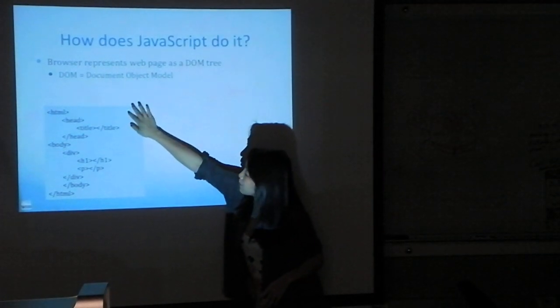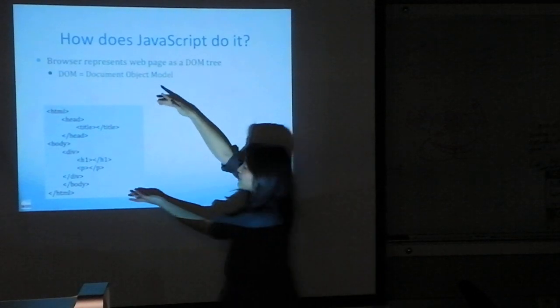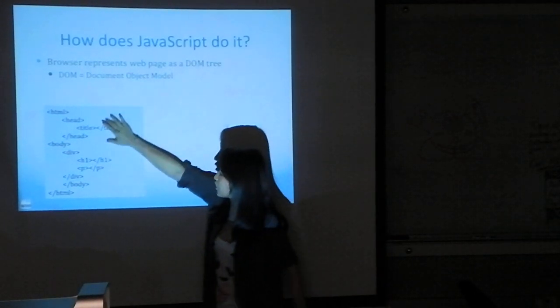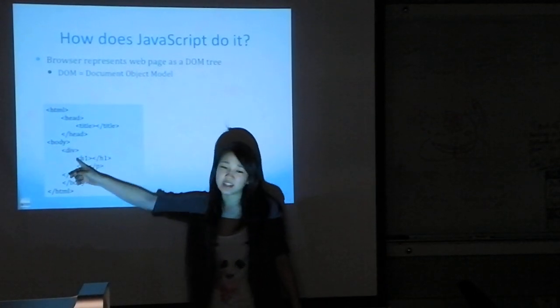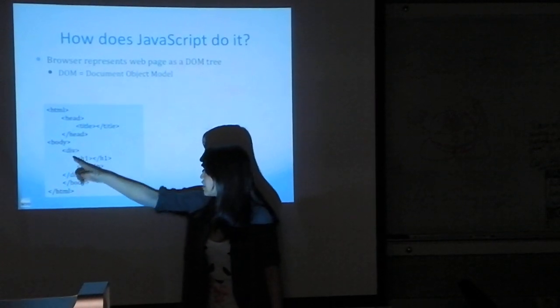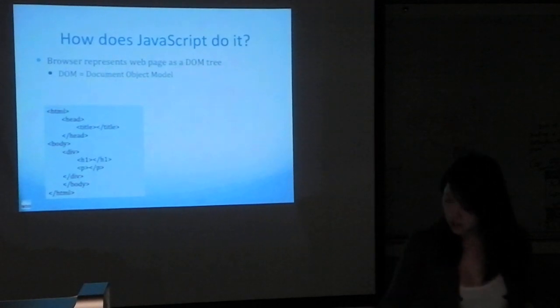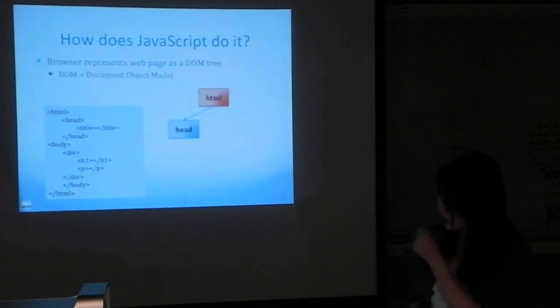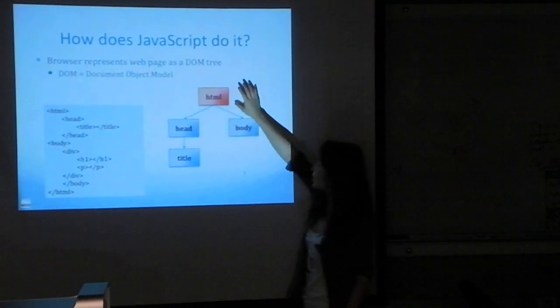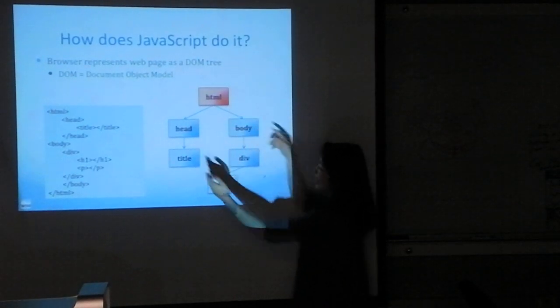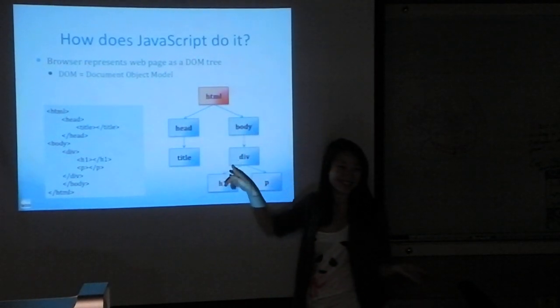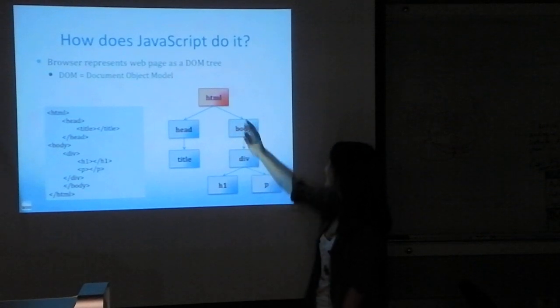For example, if you have your HTML file, everything's inside the HTML file, and then you have your head, and then your body, and then you have these nested divs, right? Inside the div, you have headers and paragraph things. What this looks like to the browser is it makes this tree. It kind of looks like a tree, right? With these, I don't know, leaves or something? Looks like a tree to me.